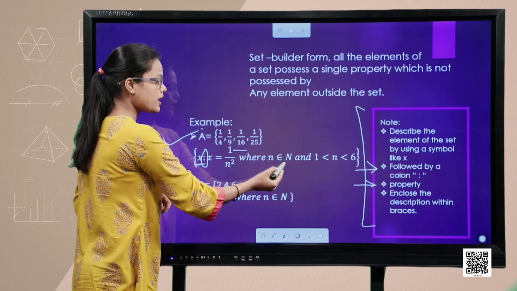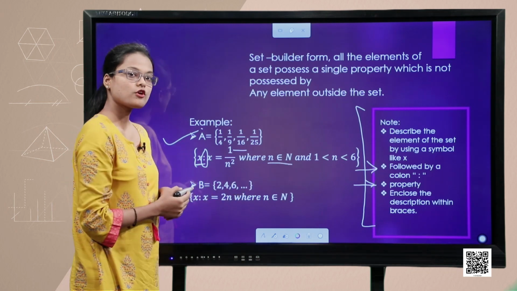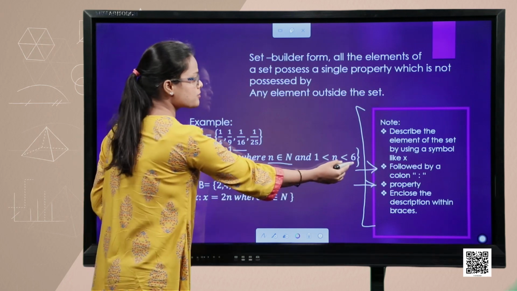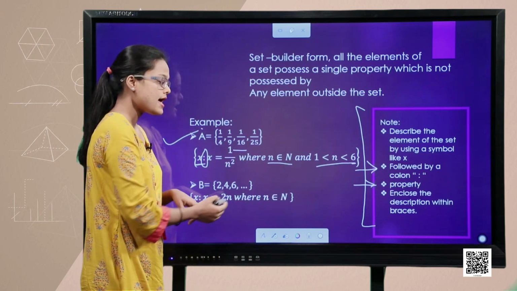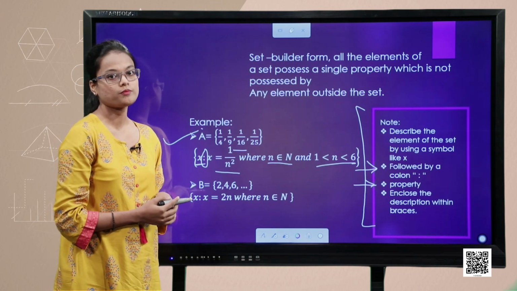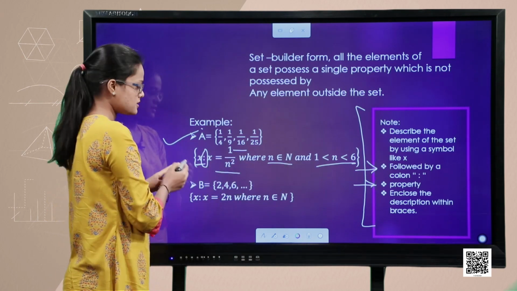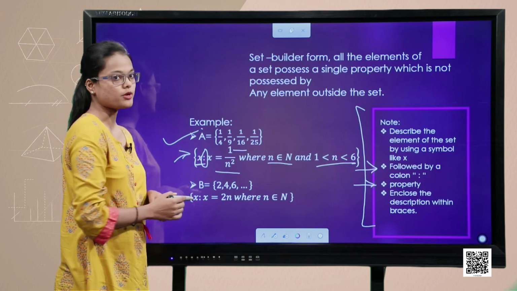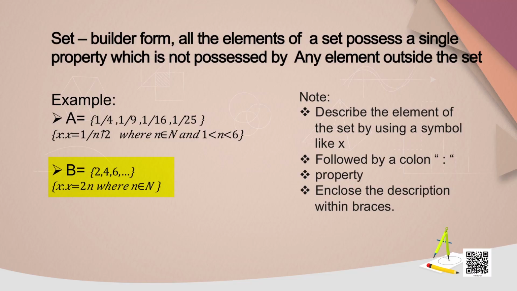So, that is what we have written. All the numbers are coming from the set of naturals. They are lying between 1 and 6 and x is equal to 1 upon n square. The whole description is written within the curly brackets. So, this set A is represented in a set builder form.